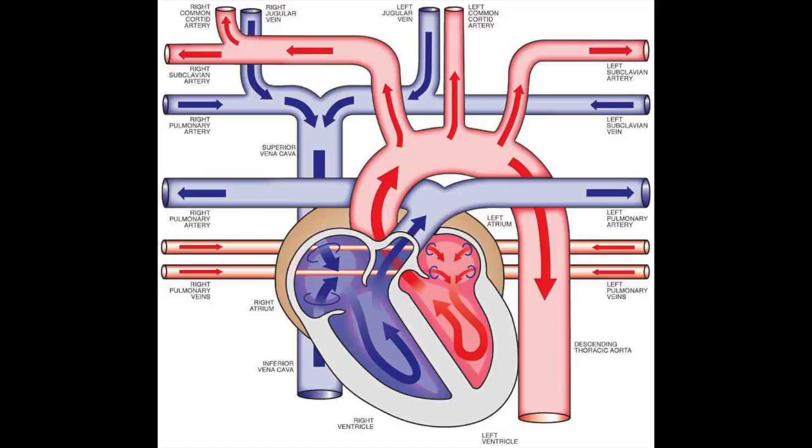The 2 valves are the tricuspid valve and the mitral, or bicuspid, valve. The 4 veins you need to know are the right pulmonary vein, the left pulmonary vein, the superior vena cava, and the inferior vena cava. And the 3 arteries you need to know are the left pulmonary artery, the right pulmonary artery, and the largest of all, the aorta.